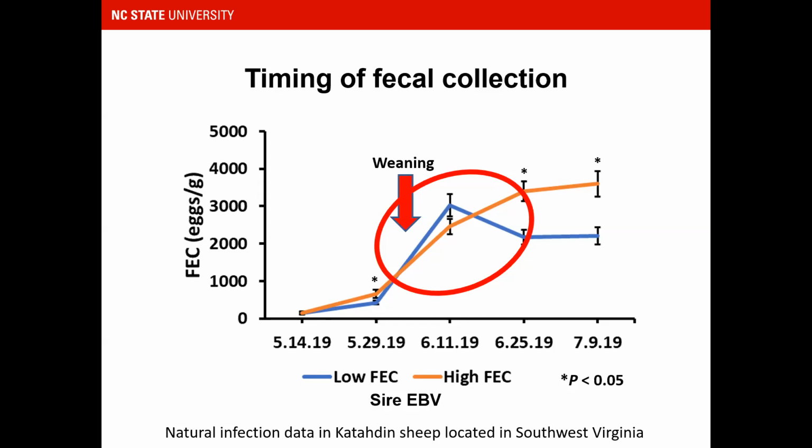You can see starting at the end of June through early July, those fecal egg counts segregate like we would expect them to do based on the fecal egg count breeding value. So that time around weaning is really iffy and can be very highly variable on fecal egg count. So it's important to keep that in mind.